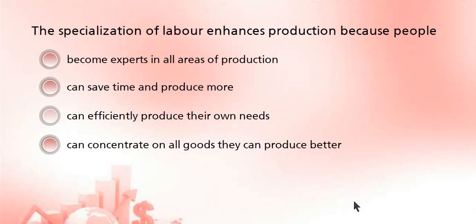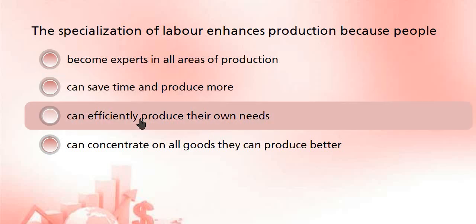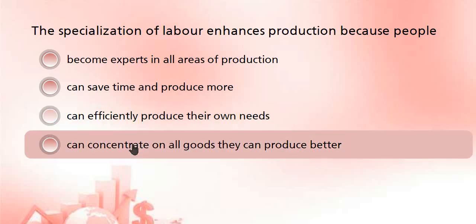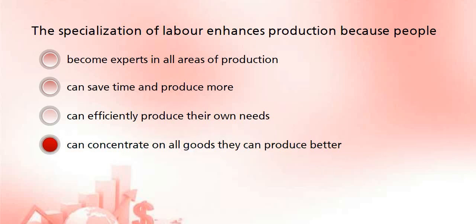Alright, question 18. The specialization of labor enhances production because people A, become experts in all areas of production, B, can save time and produce more, C, can efficiently produce their own needs, D, can concentrate on all goods they can produce better. So the right answer is D, can concentrate on all goods they can produce better.